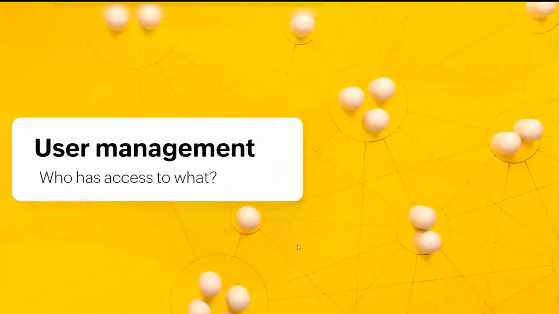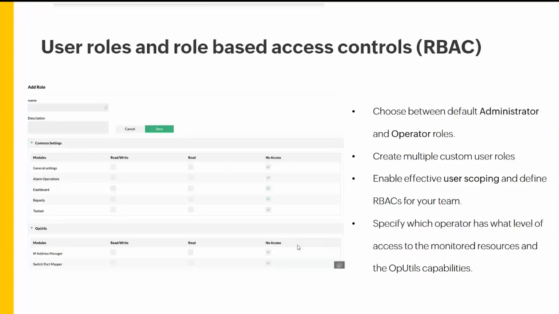Let's move on to see user management. So what is user management and why do you need it? The simple reason is to maintain network integrity while enabling collaboration. OpUtils uses role-based access control for user management. With this, you can create customized roles for different users or teams, and use predefined roles like administrator with full read and write access and operator with read-only access. This ensures that the operators only see and access what they're supposed to, while admins have the full control.